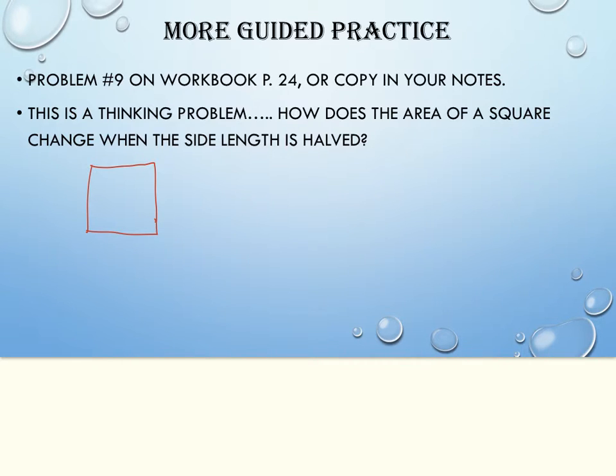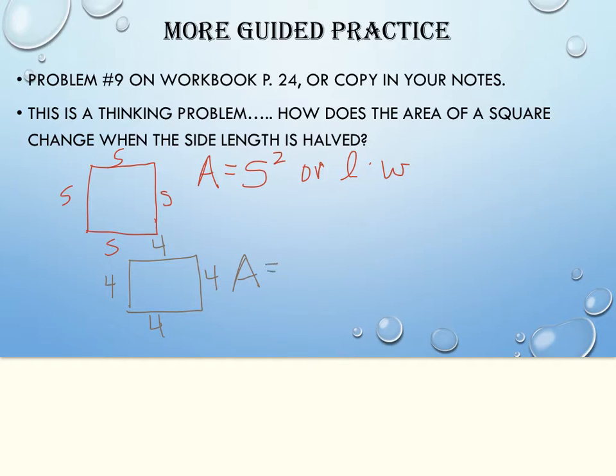And if you remember, the area of a square is length times width, but if they're all sides, then they're all the same, so it would be side squared, or length times width, either one. So let's say we have this example, and each of them is 4. Okay, so the area of that one is side squared, which is 4 squared, or length times width is 4 times 4, and the area is 16.